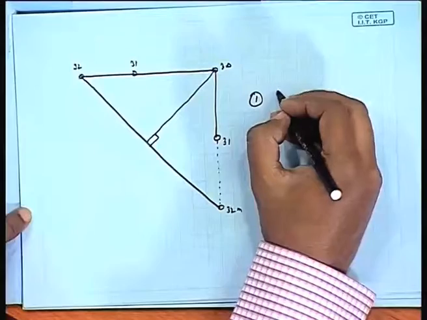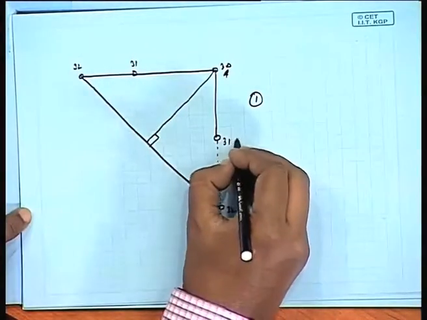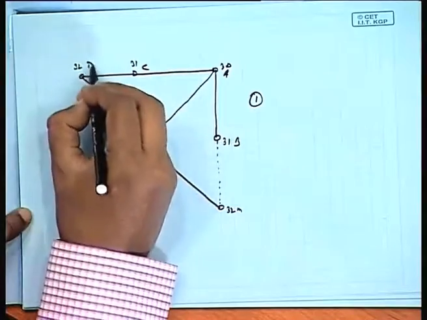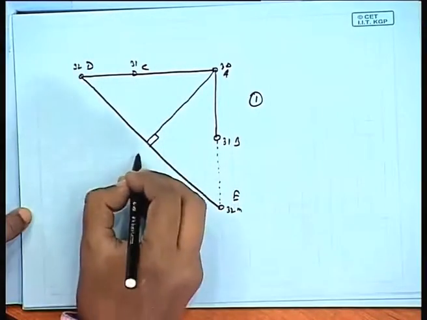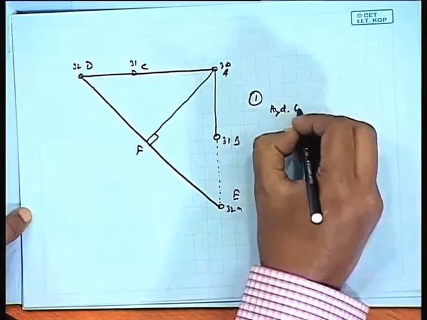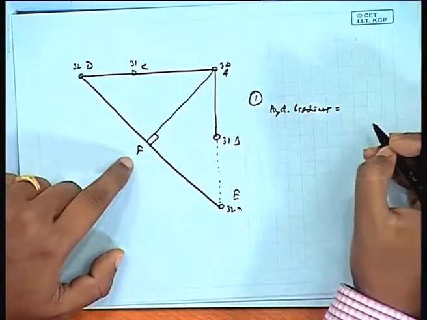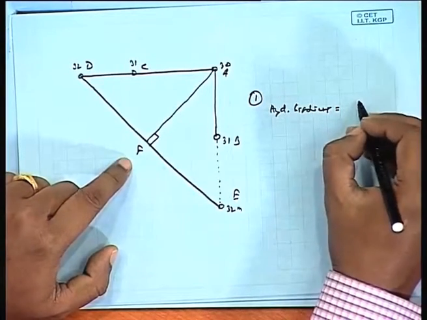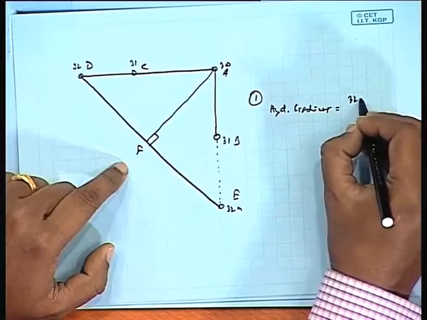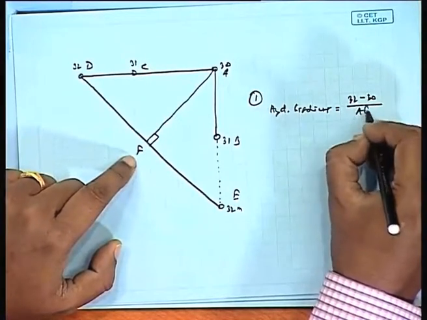So you can find here, say A, B, C, D, E, it is F. So the hydraulic gradient is 32 minus 30 divided by AF. This is one way.